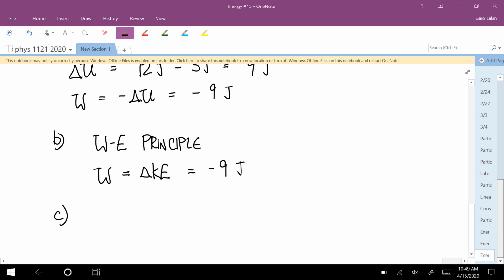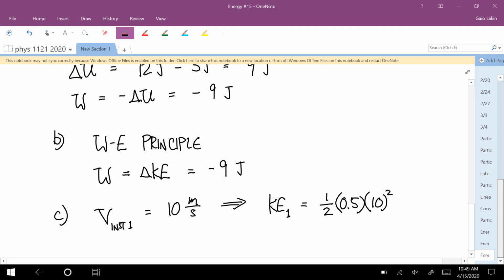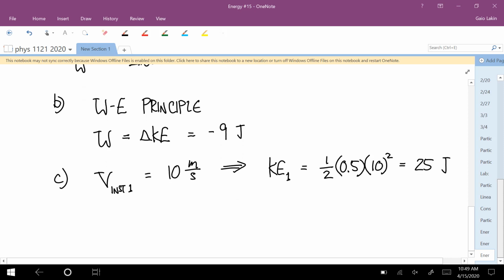If the problem initially, so let's say the speed at instant 1 is 10 meters per second. Then that means that the kinetic energy at instant 1 is 1/2 times the mass, which is also 1/2, times the speed squared. And so that's 25 joules. And it asks, what's the object speed at the end of the motion?